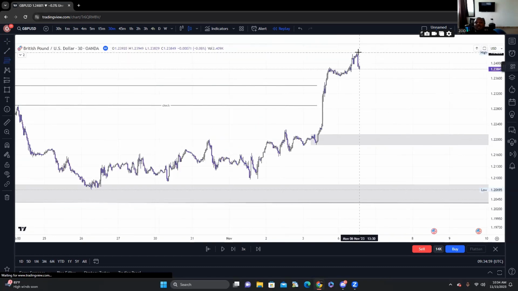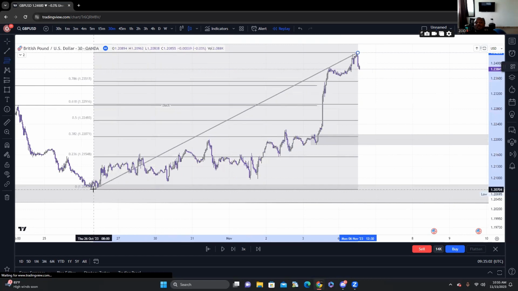And if we draw a Fibonacci, you see that we may be trading somewhere within or below the 50%. This is the 50%, and we have our area of interest just resting below the 50%.